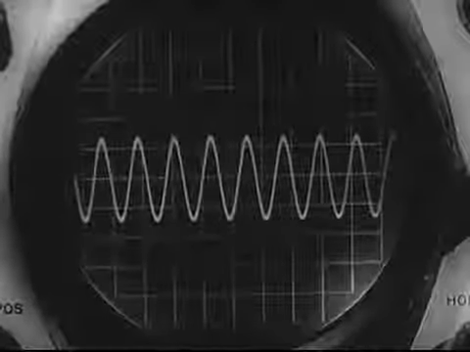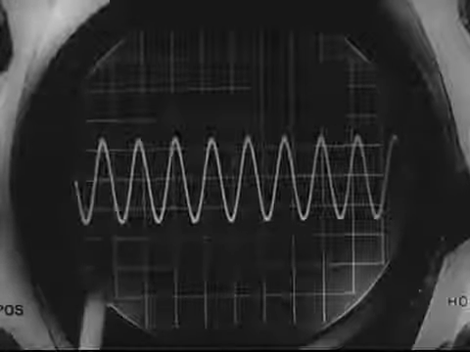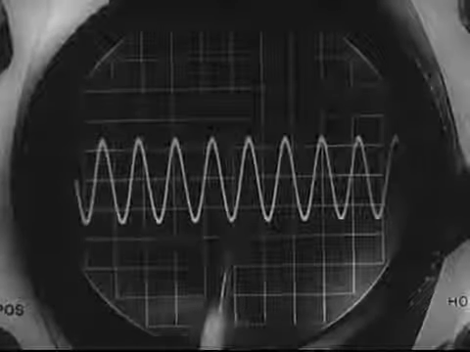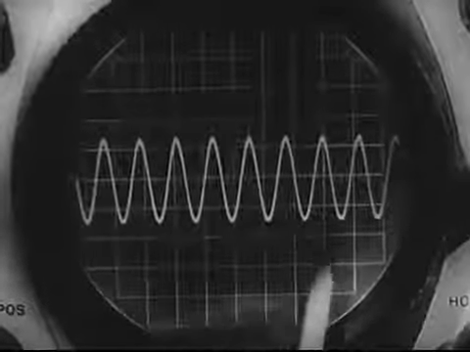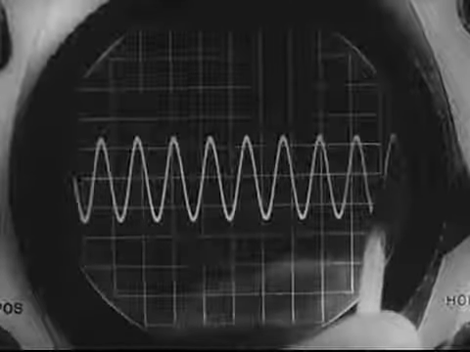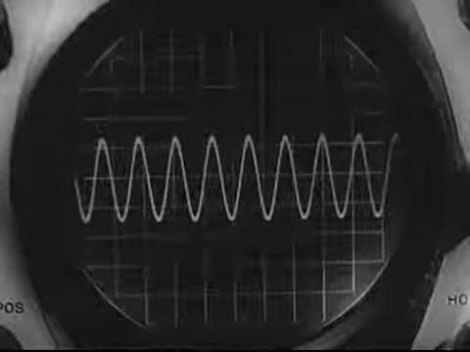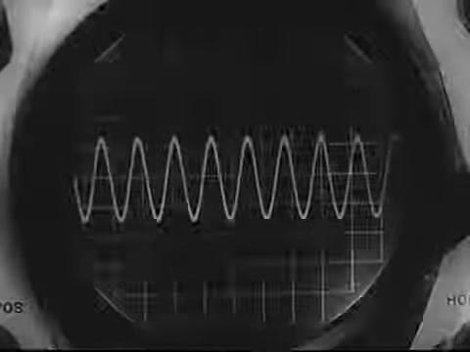Now I'll count the number of interruptions. From here to here is 1, 2, 3, 4, 5, 6, 7, 8, and about a fifth. That's 8.2 interruptions in a millisecond, or 8,200 per second.